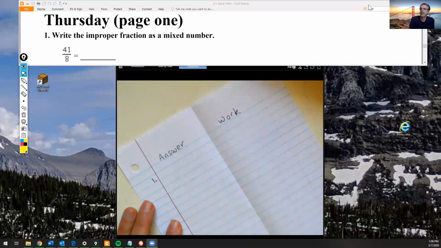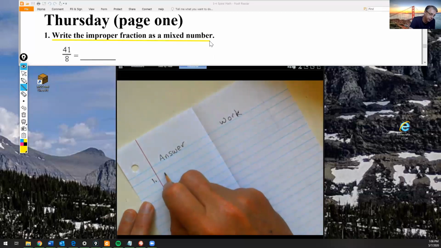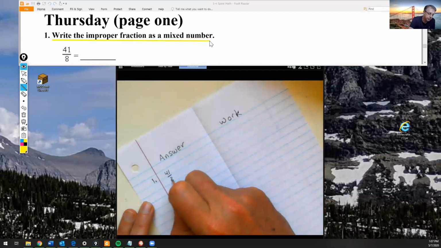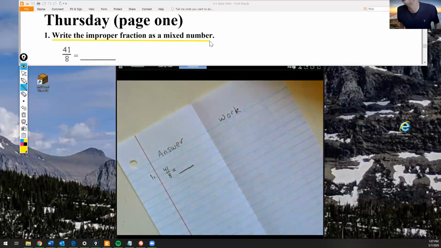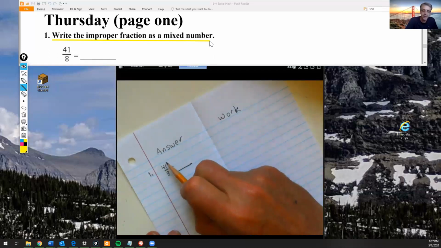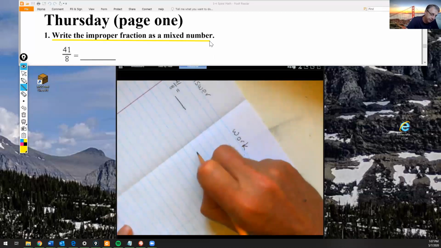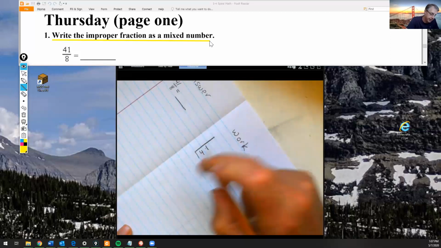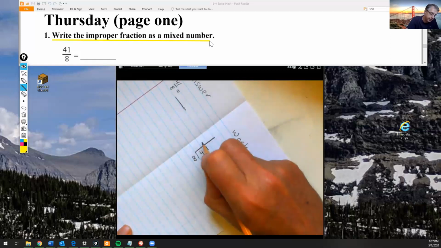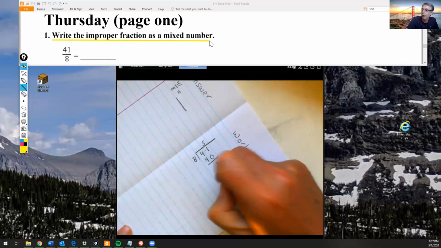First question is, write the improper fraction as a mixed number. In this one, I'll just put 41 over 8 is equal to blank. Now to find a mixed number from an improper fraction, I'm going to be dividing. I'll take the 41 and divide it by 8. I'll take 41 inside and outside will be 8. I know 8 times 5 is 40. That will leave a remainder of 1.